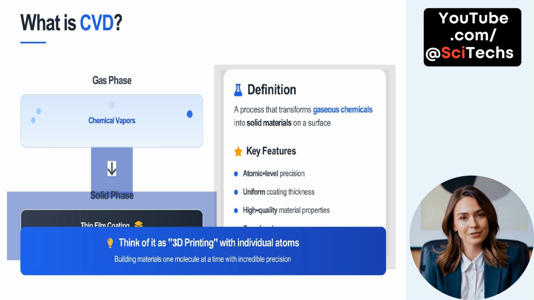The defining features of CVD include atomic-level precision, enabling layers of material to be deposited one atom or molecule at a time. It also ensures uniform coating thickness across complex surfaces, even within deep trenches or high aspect ratio structures. Another key advantage is the high quality of the resulting materials, often with excellent electrical, mechanical, or optical properties. You can think of CVD as a form of 3D printing at the atomic scale, building materials molecule by molecule with unparalleled precision and control.